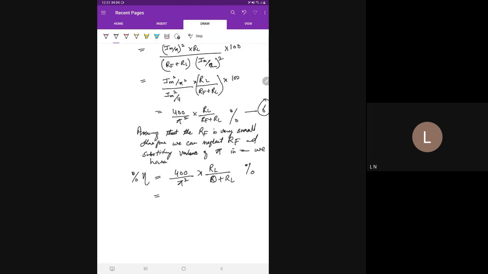So once we substitute the value of pi in the equation, we will be able to find that efficiency of the half wave rectifier is equal to 40.5 percent, which is the maximum efficiency of half wave rectifier. I'll stop here and I'll continue with more parameters in my next lecture.